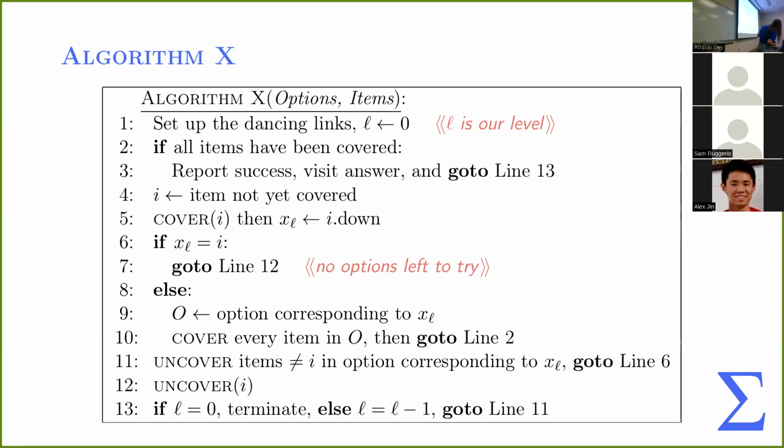If we get to line 11, then this means we have to undo some stuff. We have to uncover the items that we covered that would correspond to XL, and we need to pick a new XL.